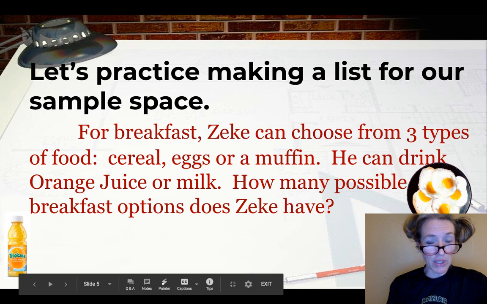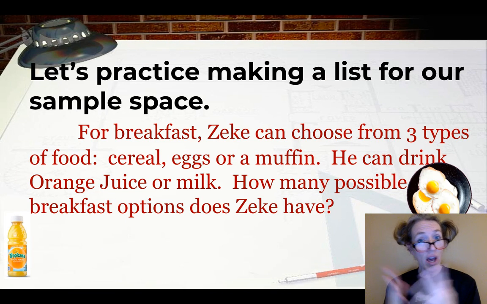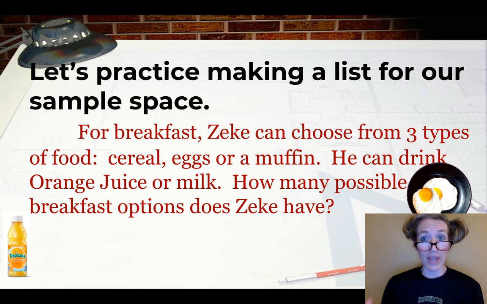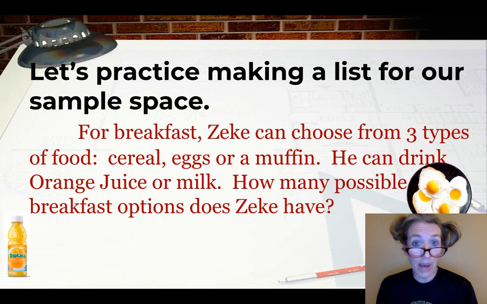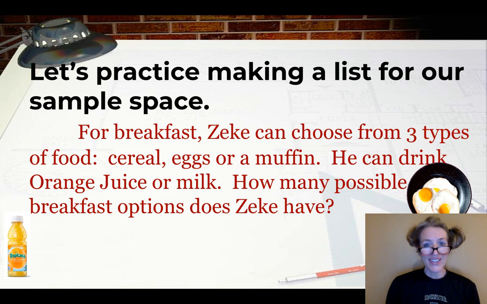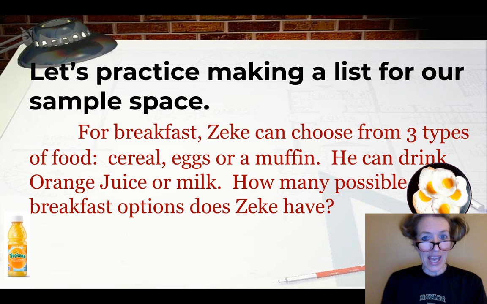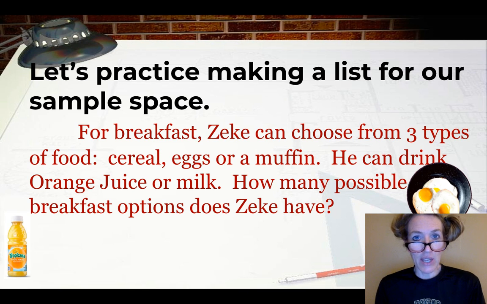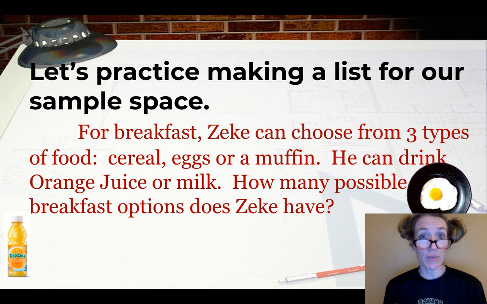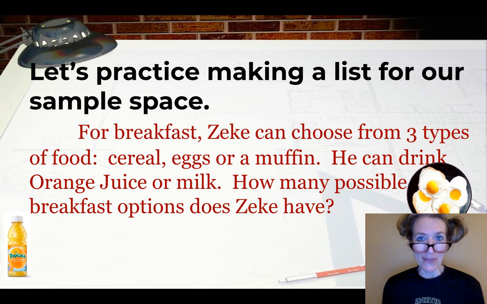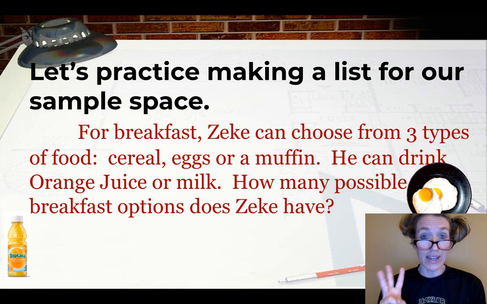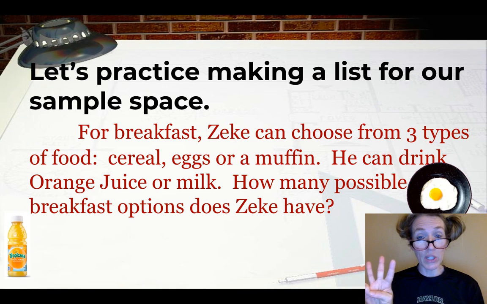Now let's up our game just a little bit and talk about a compound event. So this is when 2 things are going on that we have to consider when we're talking about possible outcomes. So here's an example that is real and dear to me, and that's making breakfast for Zeke every day. So every morning when Zeke wakes up, he has 3 options for breakfast. This is a fictional story, by the way. So he could pick from cereal, eggs, or he could have a muffin.